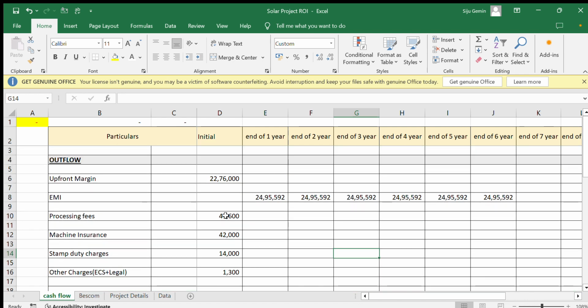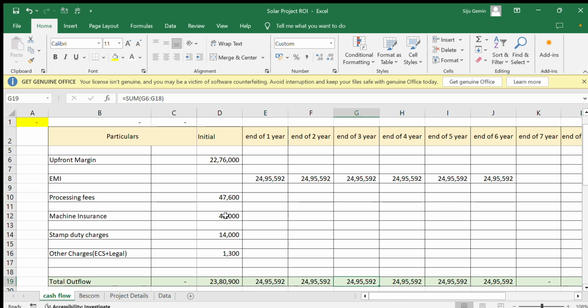So that's it, friends. This is how an ROI is done. I'll be uploading this Excel. You can also look into these computations. Hopefully this will be helpful for you.